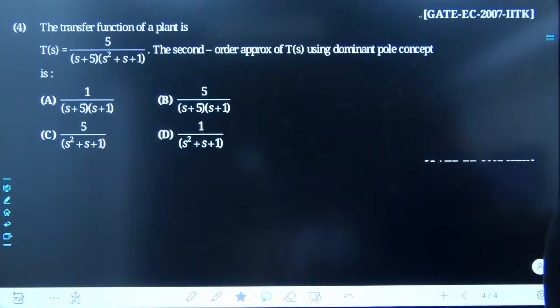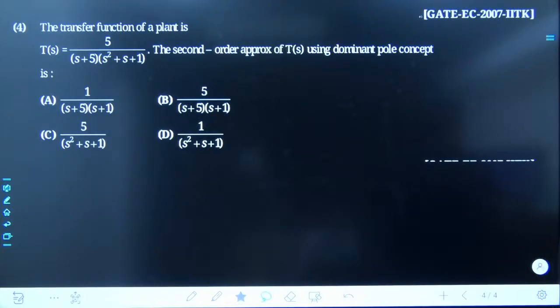The transfer function of a plant is T(s) = 5 divided by (s plus 5), multiplied by 5 divided by (s square plus s plus 1). The second order approximation of T(s) using the dominant pole concept is: 1 divided by (s plus 5)(s plus 1); 5 divided by (s plus 5)(s plus 1); 5 divided by (s square plus s plus 1); and 1 divided by (s square plus s plus 1). So the two answers we have got so far: as per Amit, the answer is D. As per Pikorab, the answer is D.